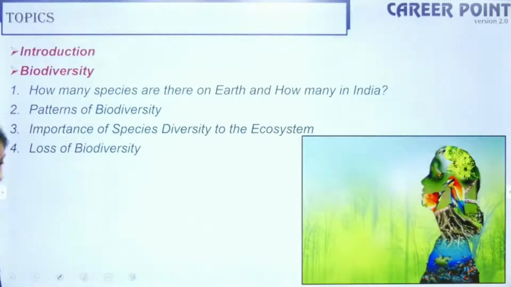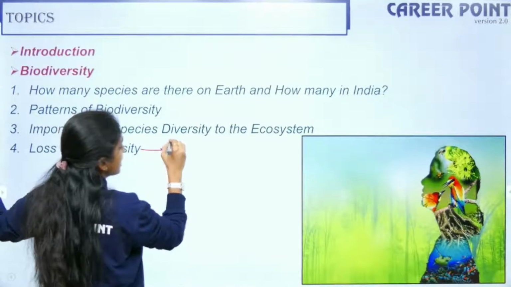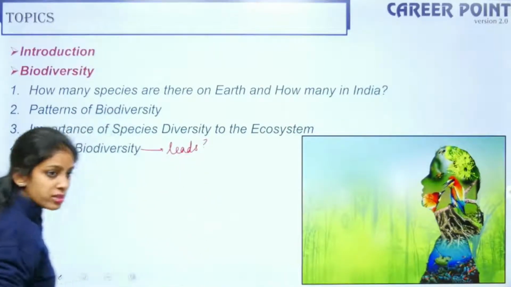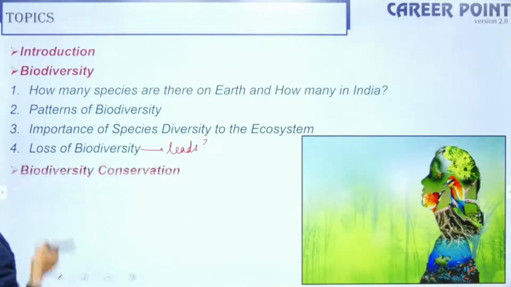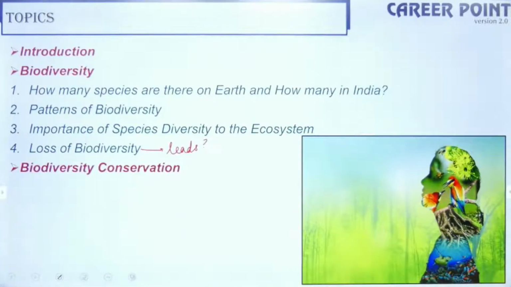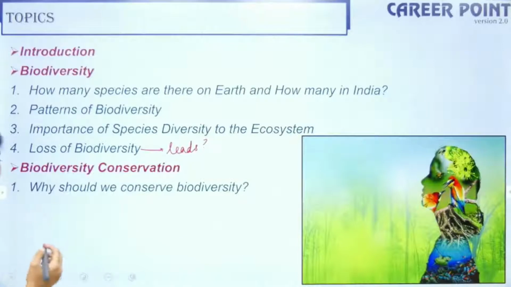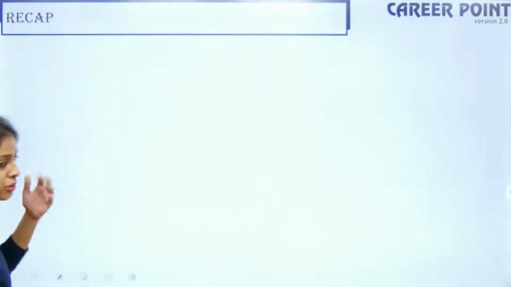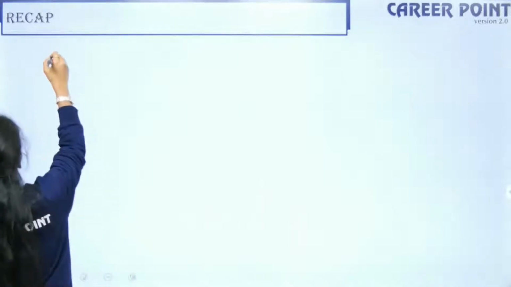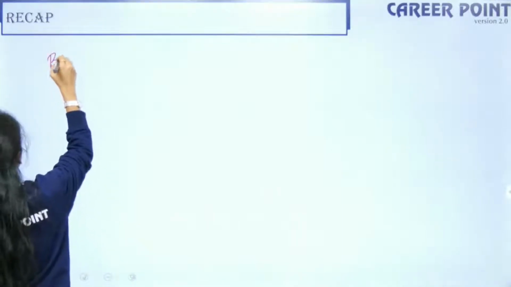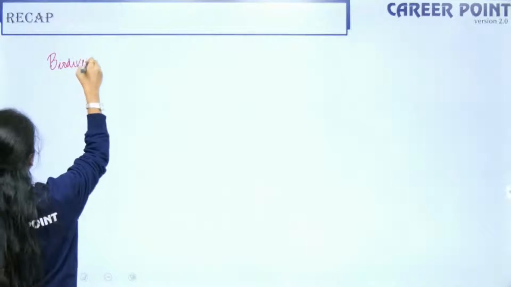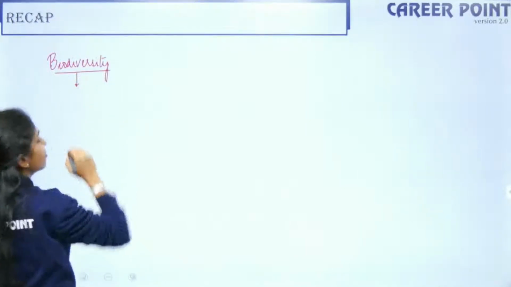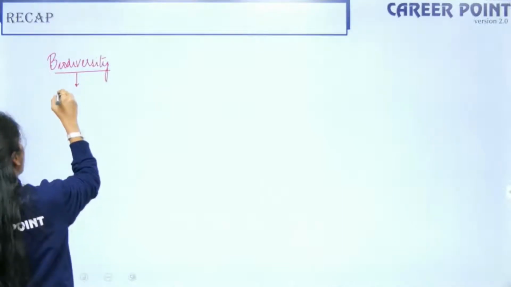Then loss of biodiversity. What will happen if you lose biodiversity? Those things we will address. Then biodiversity conservation: why should we conserve and how are we going to conserve? These are some of the points. Talking about the previous topic, I defined what is biodiversity. It is the variability among living organisms. So that is biodiversity.